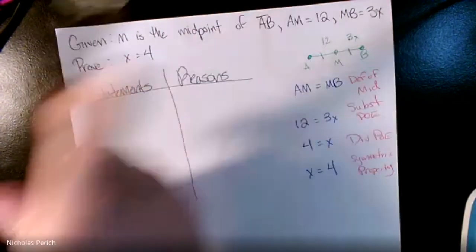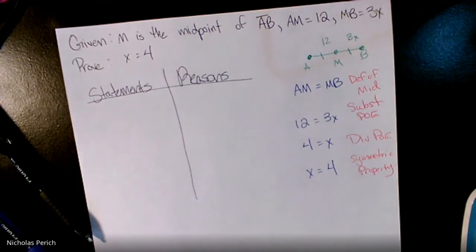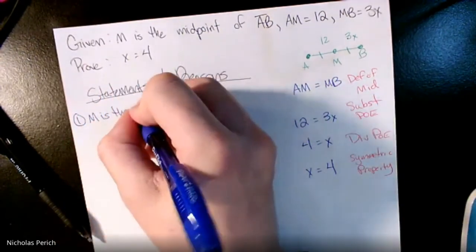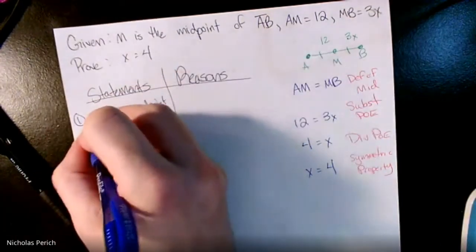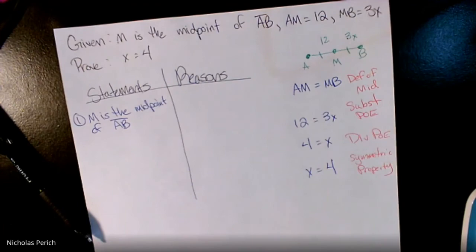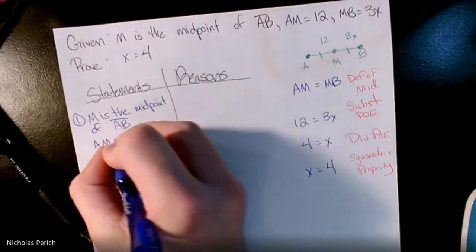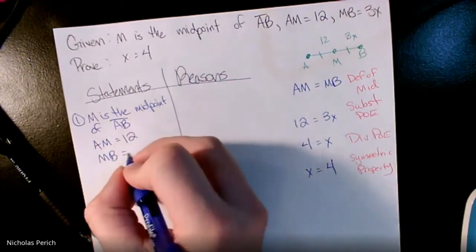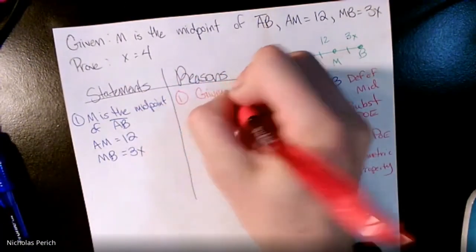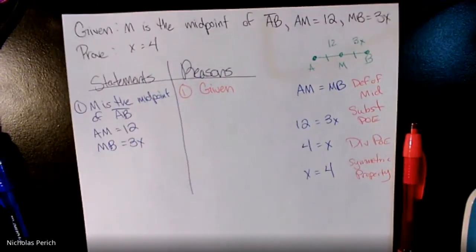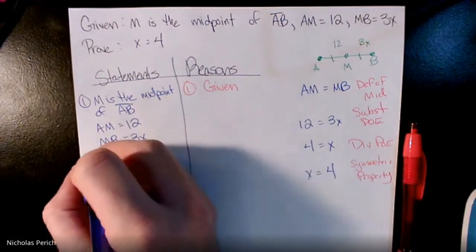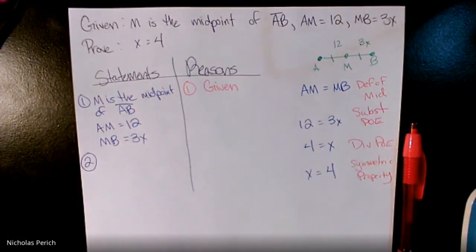Statements, reasons. My first statement is my given. M is the midpoint of AB. AB? AB. I have 6 of those. I'm also given AM equals 12 and MB equals 3x, and all of them is my given. If M is the midpoint, blah, blah, blah.